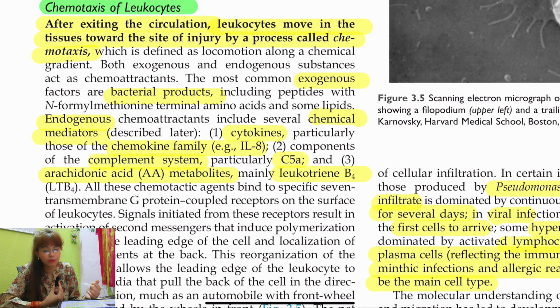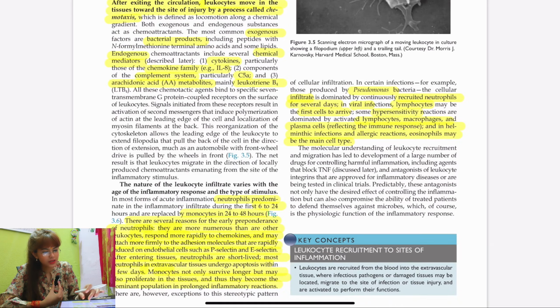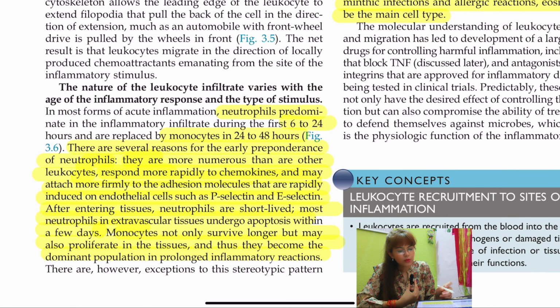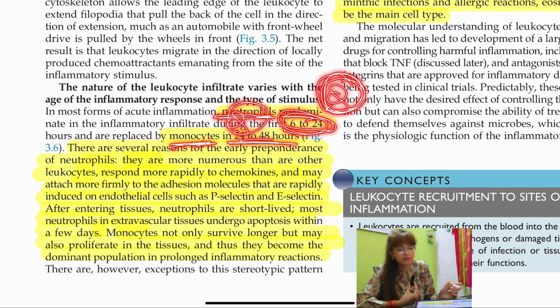These will act as the chemokines. The bacterial products and the endogenous chemokines are present, like the cytokines, complements, and leukotrienes. So understand that in acute inflammation, the neutrophils are predominantly present in the first 6 to 24 hours. These timelines are very important. They are replaced by monocytes in 24 to 48 hours, again important.